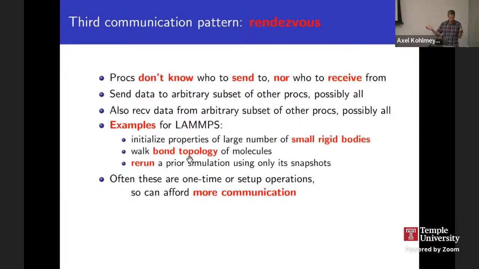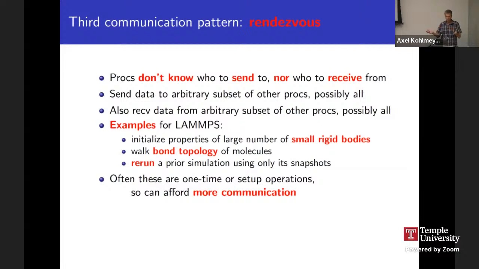Another is to walk the bond topology of large molecules. So you want each processor to know who are my first neighbors, who are my second neighbors, my third, fourth, fifth neighbors. For some force fields, you need to walk out in the bond topology and be able to enumerate that. And then another example is rerunning a prior simulation, not in a time stepping sense, but reading a series of dump snapshots that a previous simulation created. And when you do that and read them in, the data is not anywhere near where it needs to be in the new decomposition.